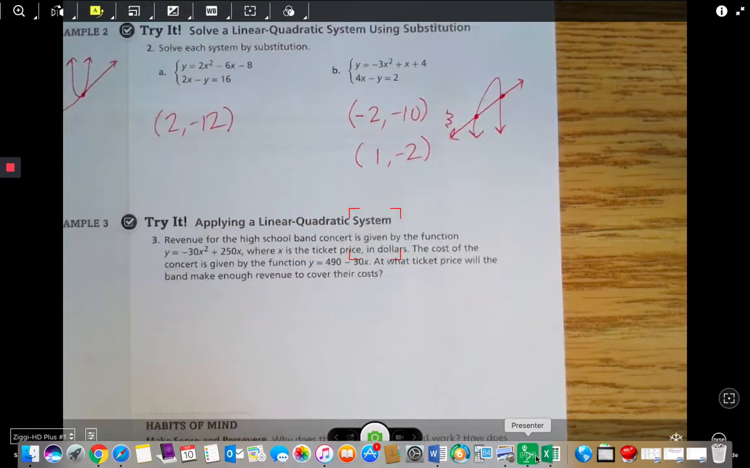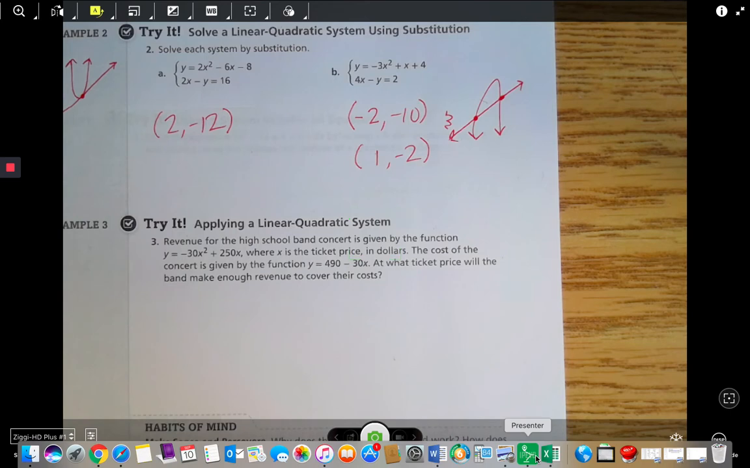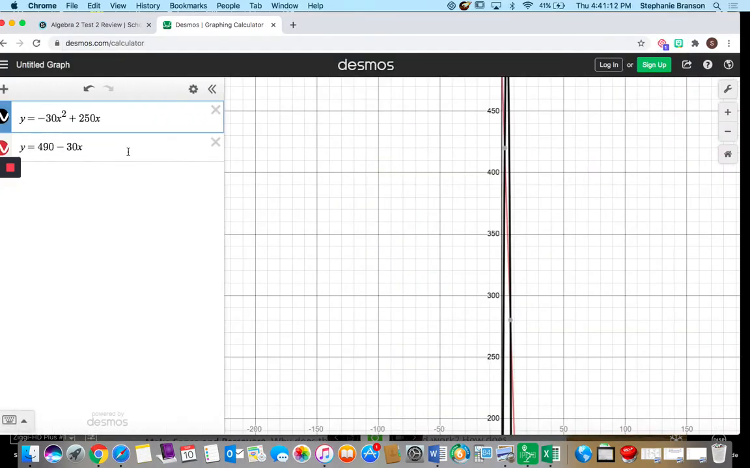All right, the next question says, revenue for the high school band concert is given by the function y is equal to negative 30x squared plus 250x, where x is the ticket price in dollars. The cost of the concert is given by the function y is equal to 490 minus 30x. At what ticket price will the band make enough revenue to cover their cost? So I went to Desmos again, and I put both equations in, and I found 2 points of intersection. Found a point of intersection at 2.33 and a point of intersection at 7.